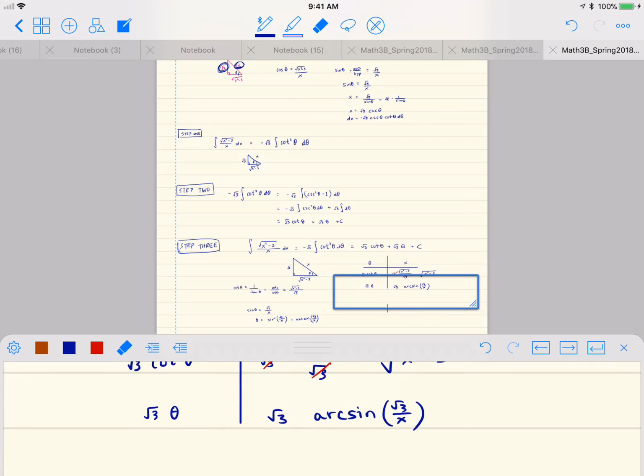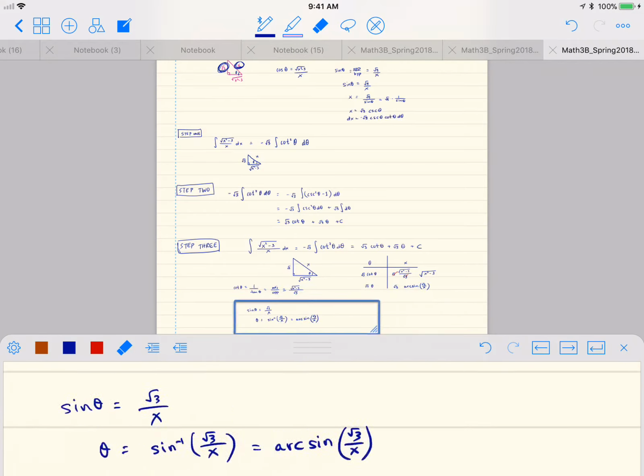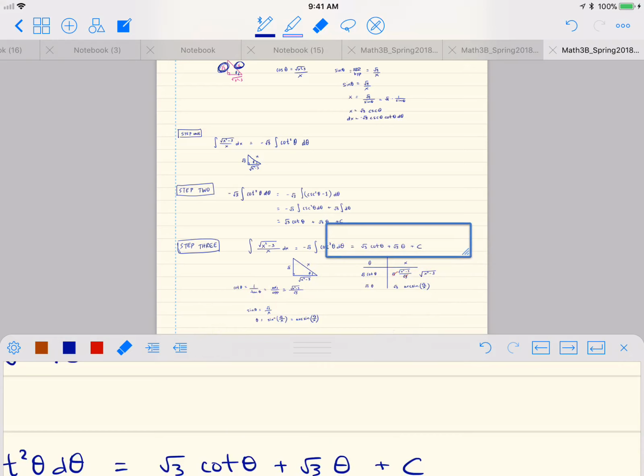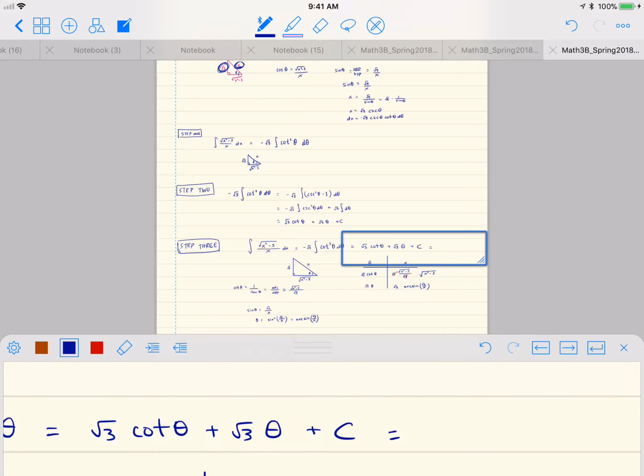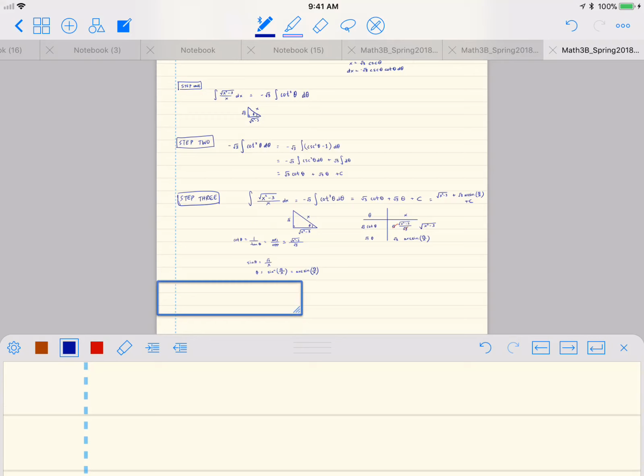All right. And now I guess we could put here that this is equal to square root of x squared minus 3 plus root 3 arc sine root 3 over x plus a constant. All right. Now, because we have an indefinite integral, we've got step 4, which is to do the evaluation at the endpoints.